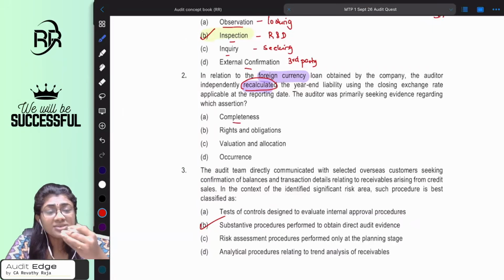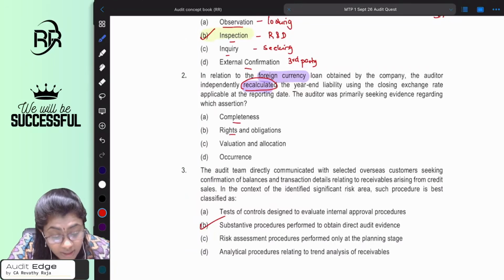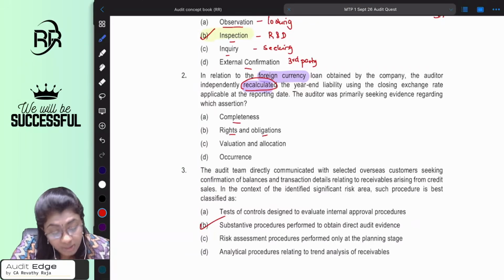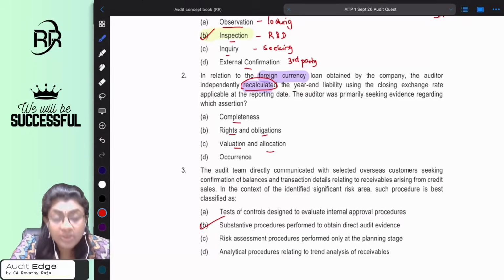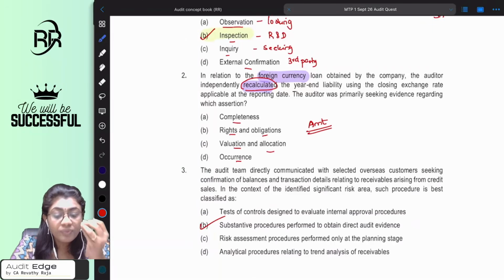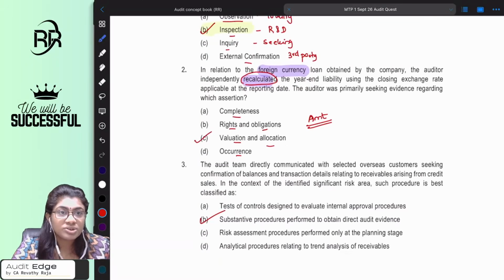Completeness. Completeness is to check whether anything is omitted. Whatever should have been presented is presented. That is completeness. Rights and obligations, whether it pertains to the company, belonging to the entity. Valuation and allocation is the amount. Occurrence, whether it has taken place, pertaining. Here, recalculation means you are checking the amount. Amount means which is the correct answer. So recalculation means it is valuation and allocation.